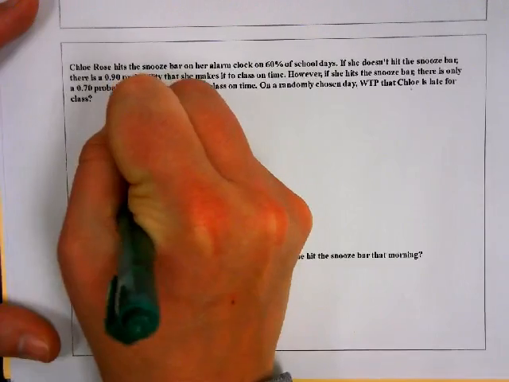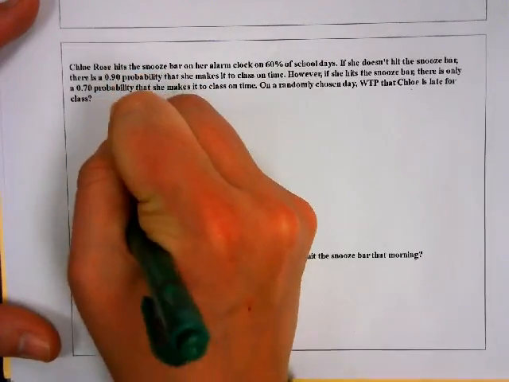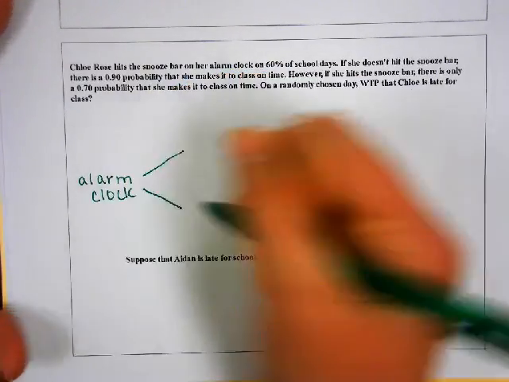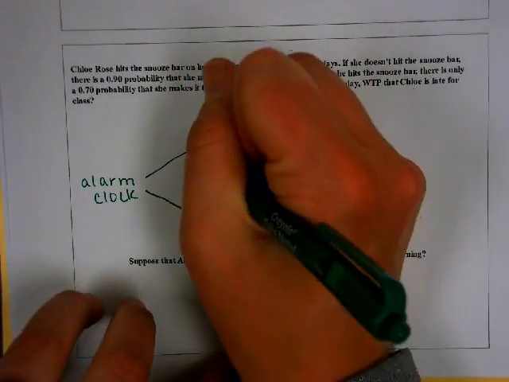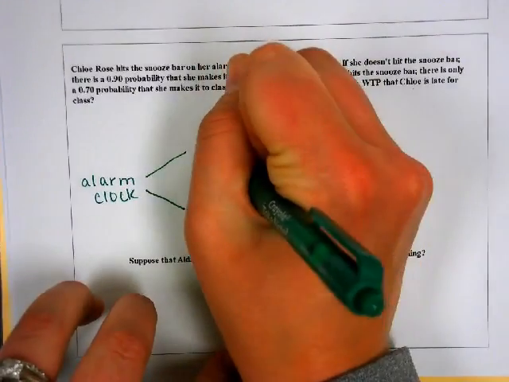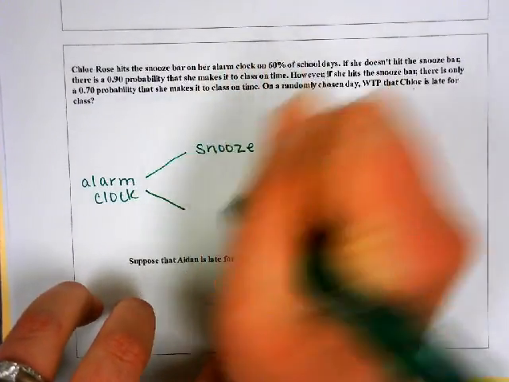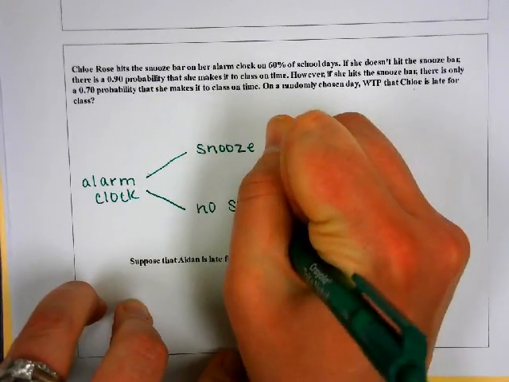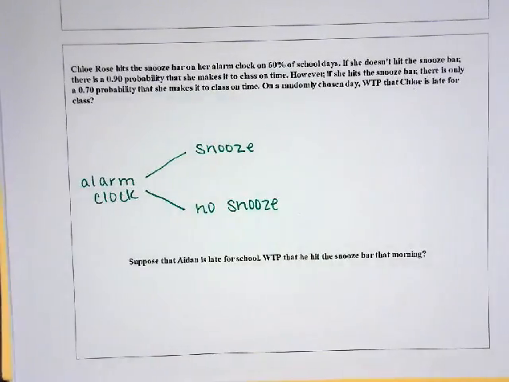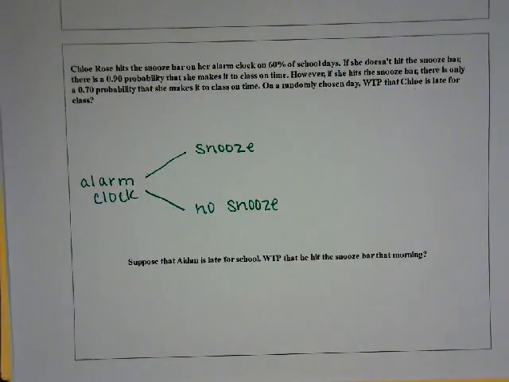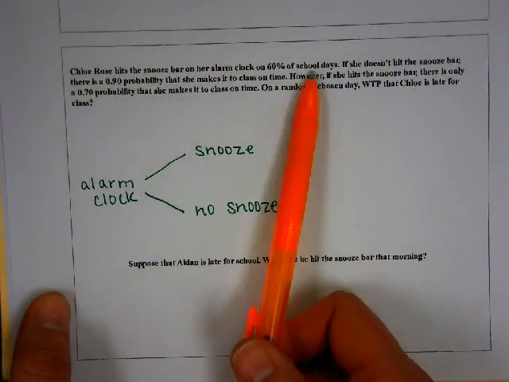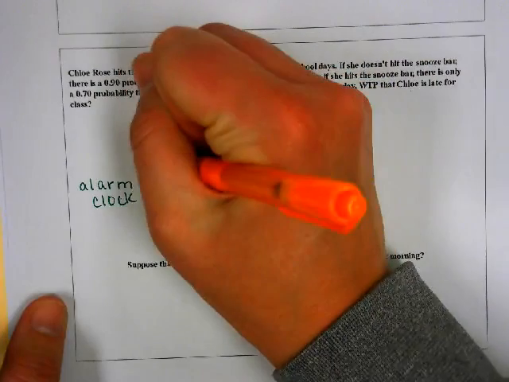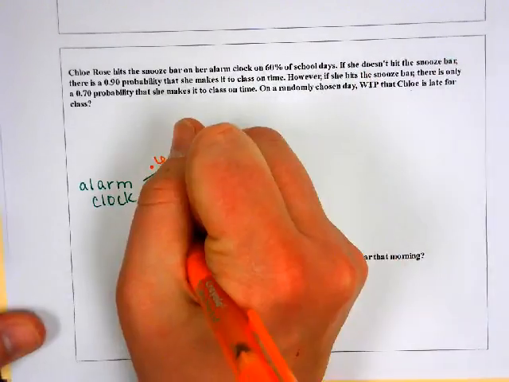because there are two branches: hitting the snooze bar and not hitting the snooze bar. So snooze and no snooze. And it tells us that snooze is 60%, so that's 0.6. That means she doesn't snooze 40%, so 0.4.